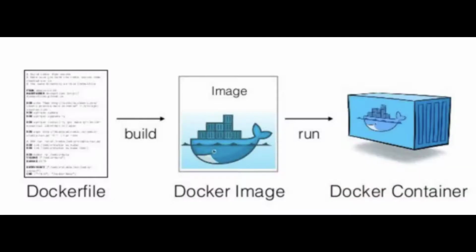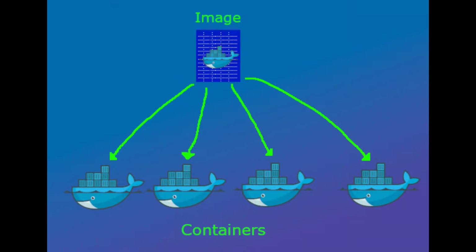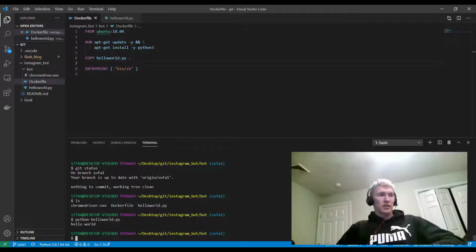So let's go through the steps. This is a Docker file, and a Docker file builds a Docker image, and a Docker image spins up containers. Think of the Docker image as a blueprint for how things are run. So we'll go through that process right now.